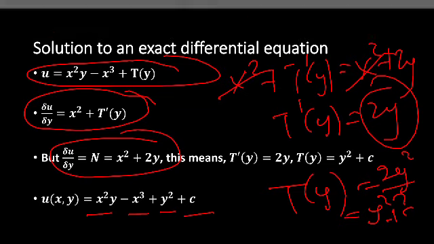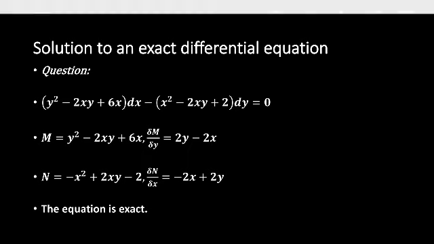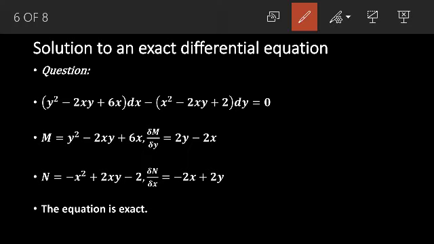So we are going to look at another question here. We are asked to show that the equation is exact and also to solve the question. So we see that if we call this M and we call this N, okay, so our M is y squared minus 2xy plus 6x.